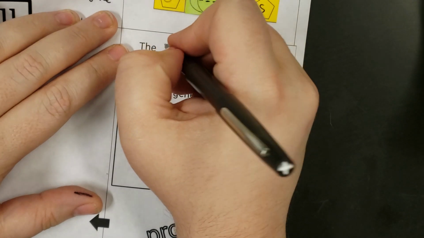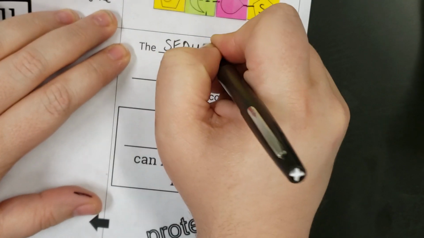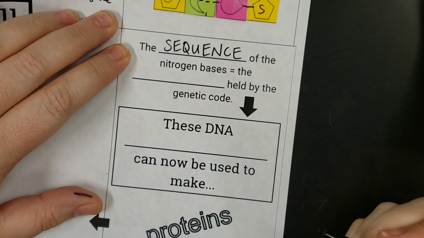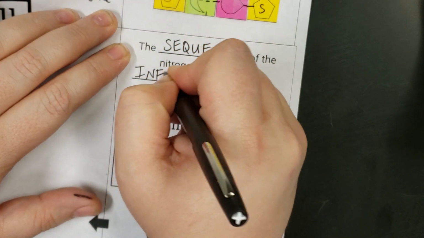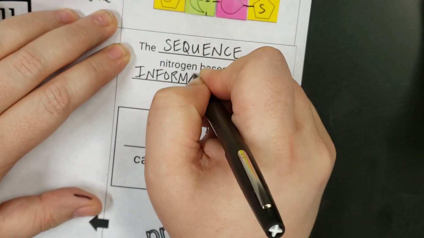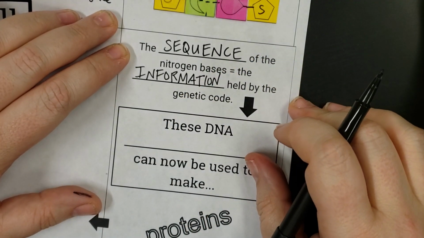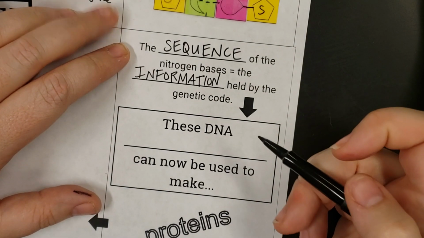All right, so the sequence of nitrogen bases equals the information held by the genetic code. This is like how the sequence of letters forms words, and then you say those words and then people know what you're talking about.